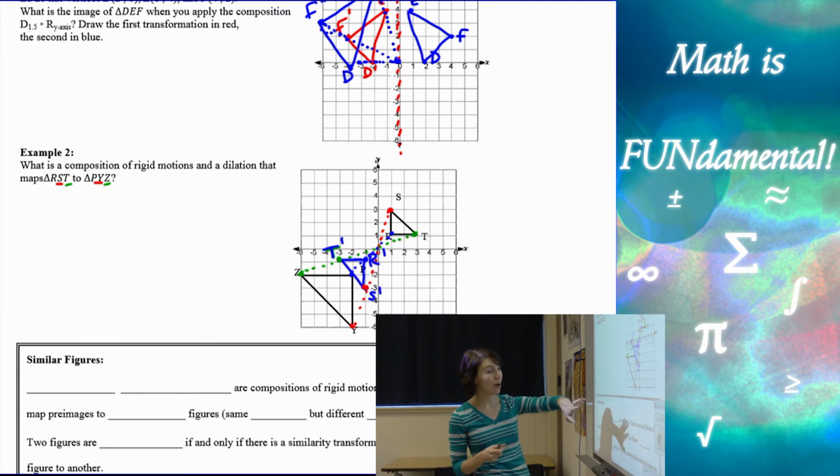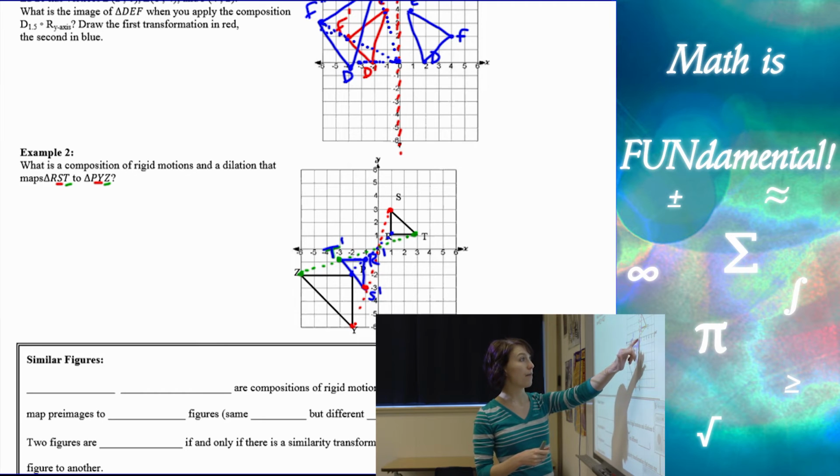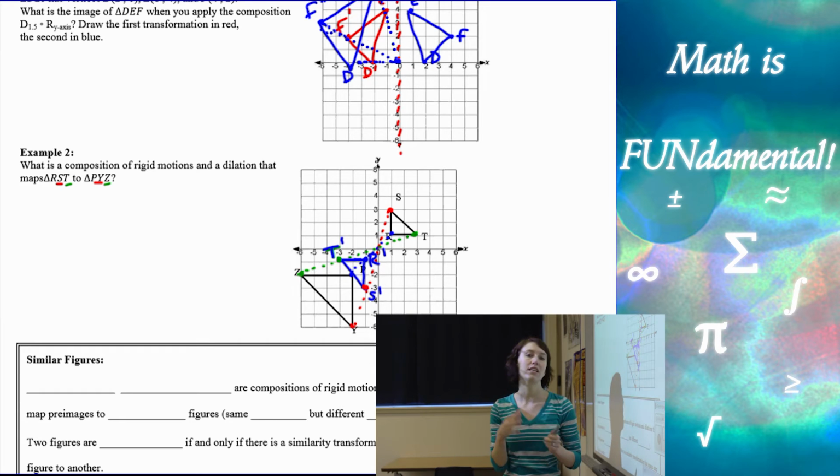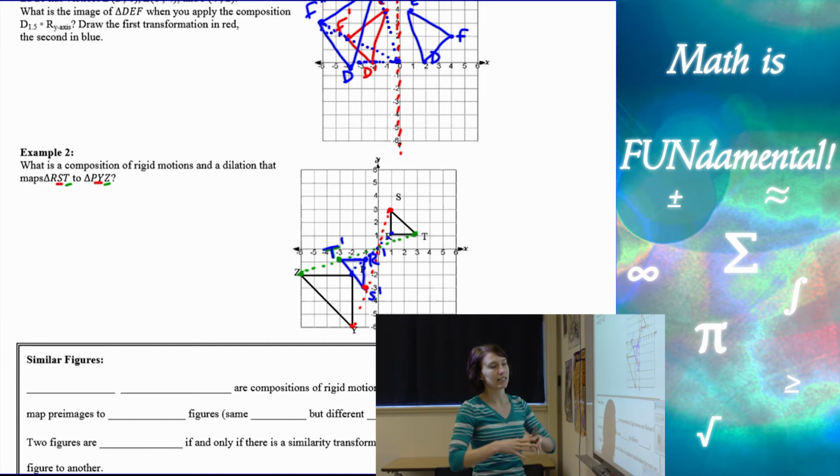All right, so now if we look, my length from the origin to T goes over 3 down 1, and the length from the origin to Z goes over 6 down 2. It doubled in length. If you want to think about it another way, the length of TR is 2, and the length of ZP is 4. So our image here has doubled in length to get to our resulting figure.